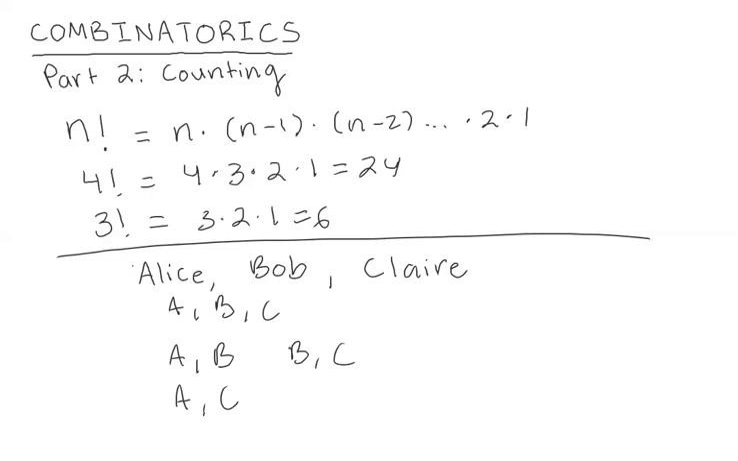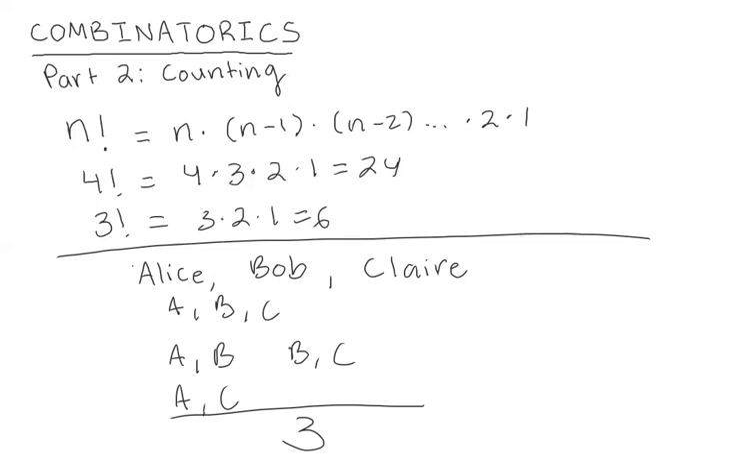Now, is Bob and Claire any different from Claire and Bob? No, they're the same, because again, we don't care about their order. We only care about the people. So CB is the exact same as BC. So in total, there are three combinations, three ways of choosing two out of the three people.